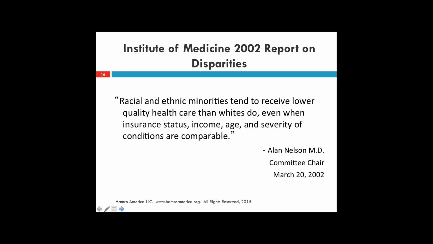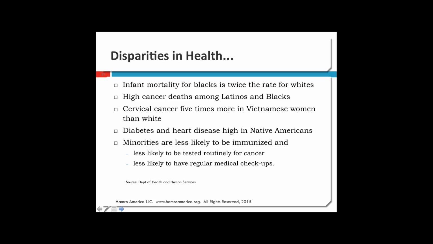Again, on the disparities in health, infant mortality for blacks is twice the rate of whites. Cancer deaths among Latinos and blacks are disproportionately high. Cervical cancer is 5 times more likely to strike Vietnamese women than white women. And Native Americans have higher rates of diabetes and heart diseases.